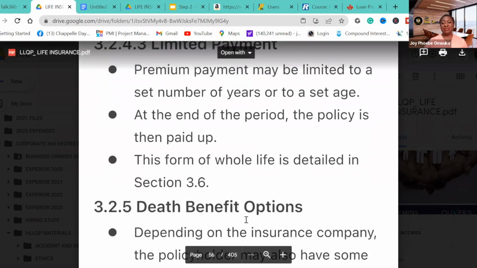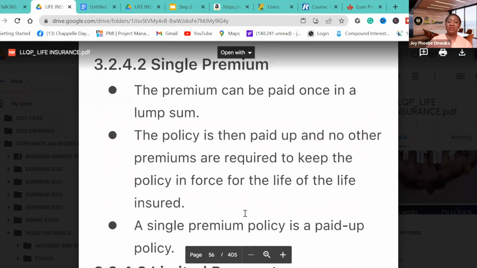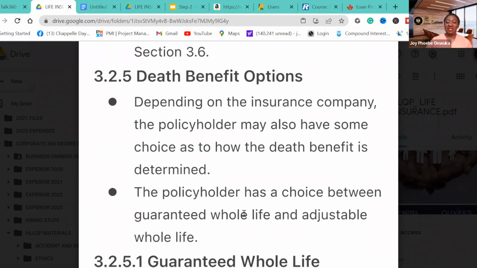Death benefit options. So we'll talk about those premiums. We talked about single premium, ongoing premium, and limited payment. Now let's move on to death benefit options. Depending on the insurance company, the policyholder may also have some choices as to how the death benefit is determined. The policyholder has a choice between guaranteed whole life and adjustable whole life.